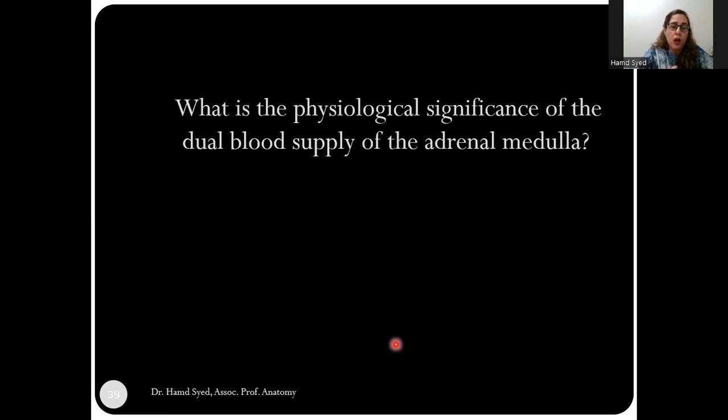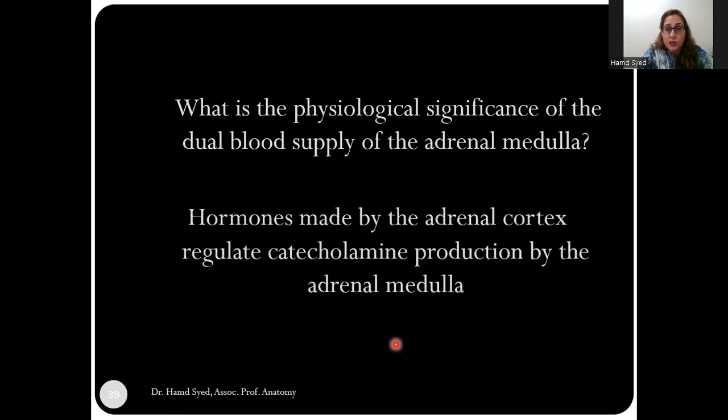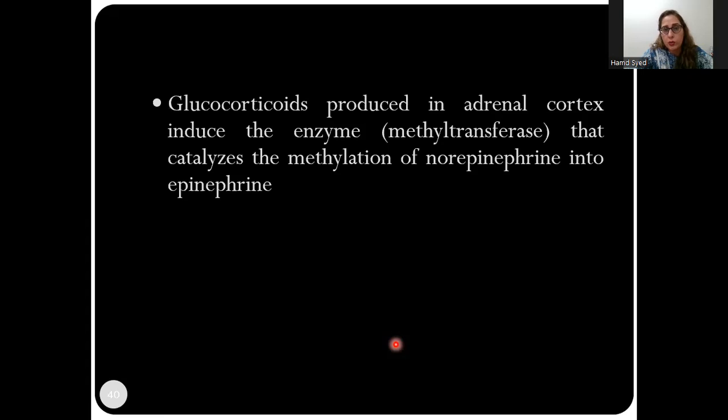Now, what's the physiological significance of the dual blood supply of the adrenal medulla? There is a physiological significance because hormones made by adrenal cortex, they regulate catecholamine production by the adrenal medulla. So the hormones of adrenal cortex will be transferred to the adrenal medulla, and there they will have an influence on catecholamine production. Now, what is that influence?